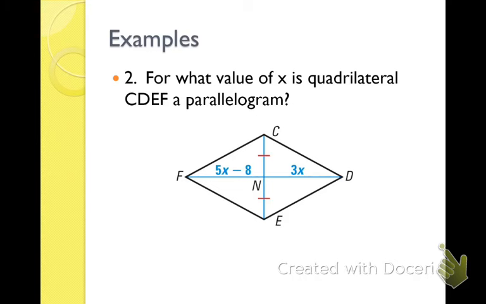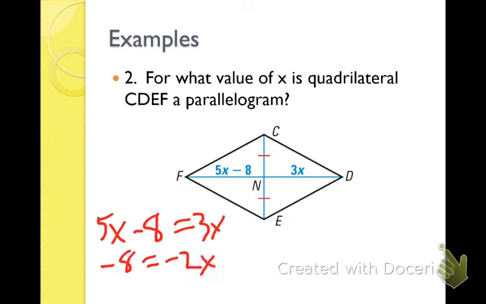So we already got one pair congruent. For them to bisect each other, we have to know that 5x minus 8 equals 3x. Solve for x, so we would subtract 5x, so we'd get negative 8 equals negative 2x. Divide by negative 2, and x equals 4.